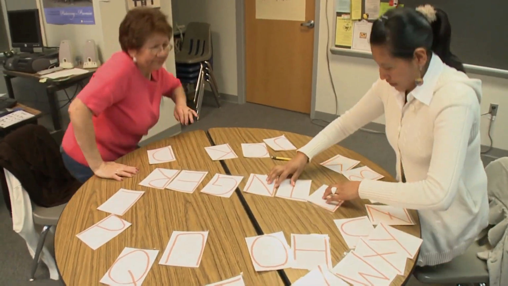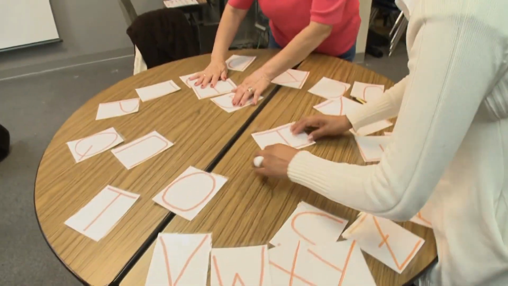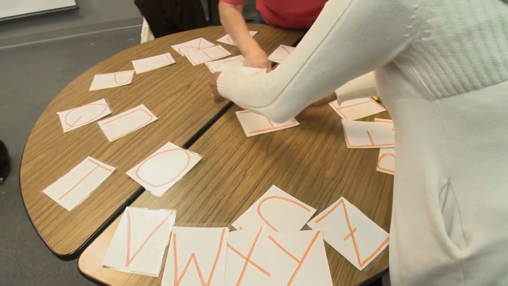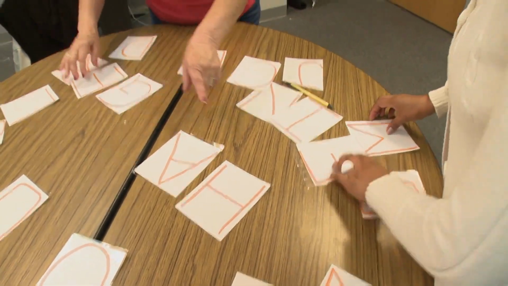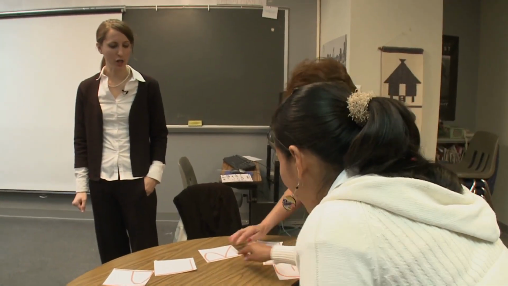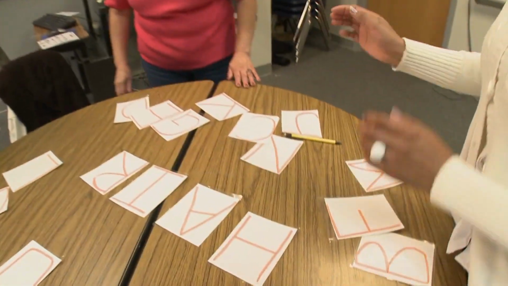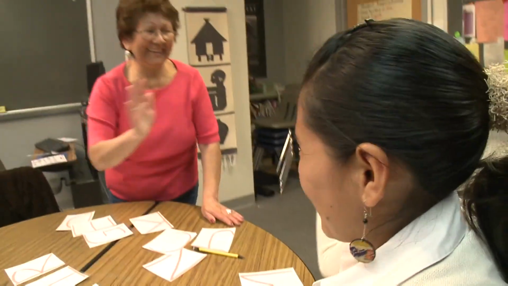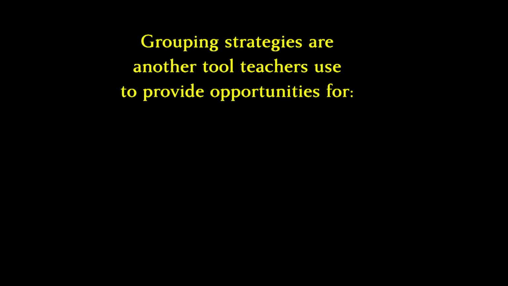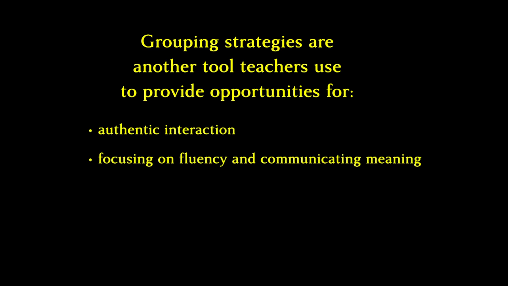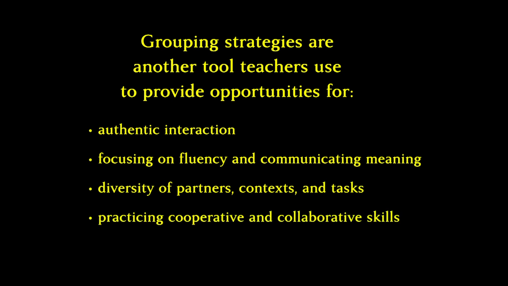Getting learners to actively engage and apply their emerging language skills is a key component of successful language learning. In this video, teachers use grouping strategies to maximize adult ESL learners' opportunities for interactive and purposeful use of English. Using grouping strategies supports language learning by providing the means to use language for authentic interaction, opportunities to focus on fluency as well as accuracy in language use, diversity in partners, context, and communication tasks, and activation of collaborative skills.